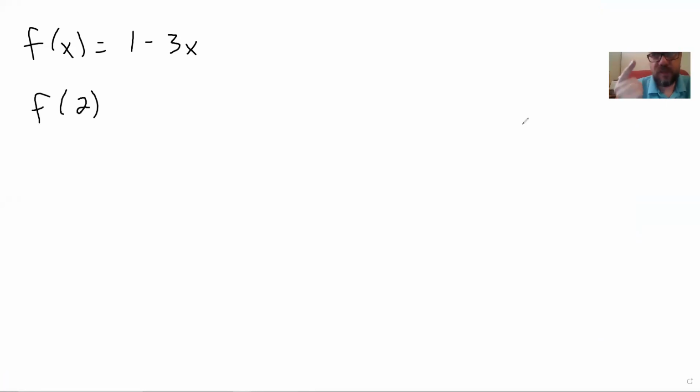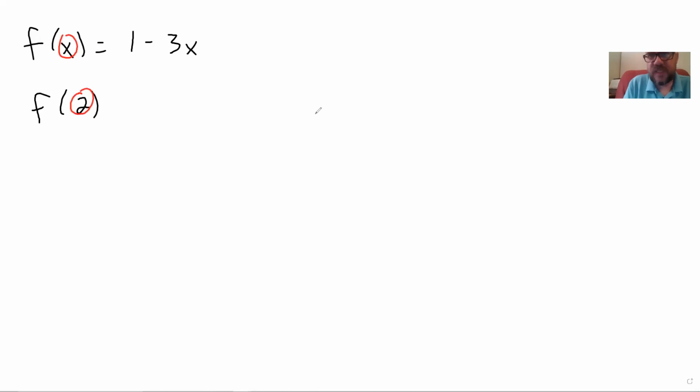Let's say I have a very simple function, f of x equals 1 minus 3x. Something easy. If I want to do f of 2, whatever I put in the parentheses is what goes in for the variable. I put my 2 in for x here.